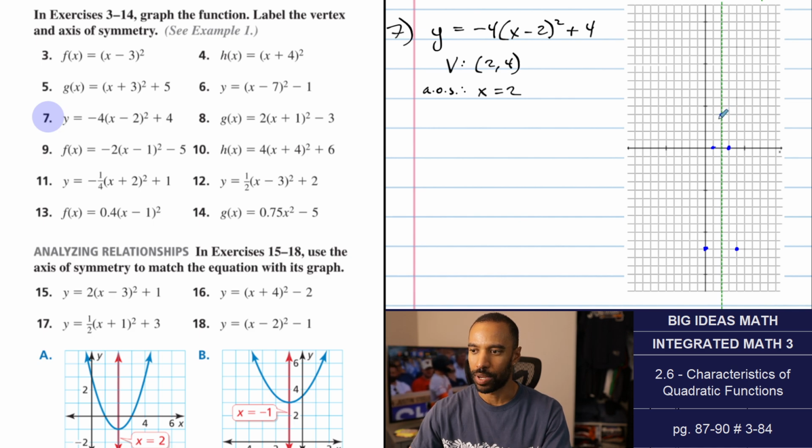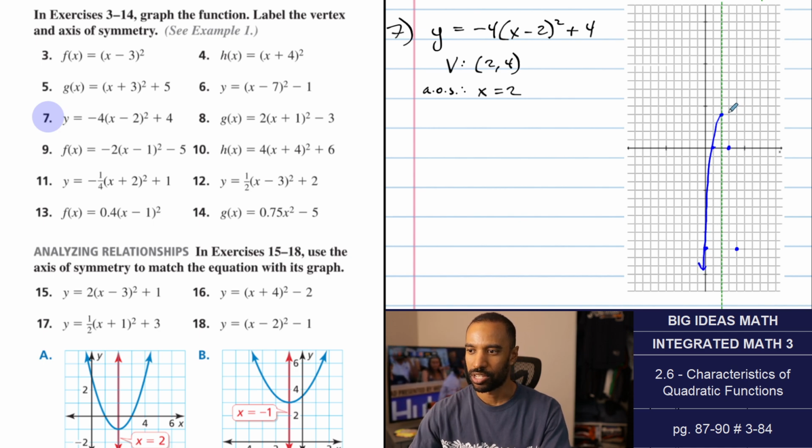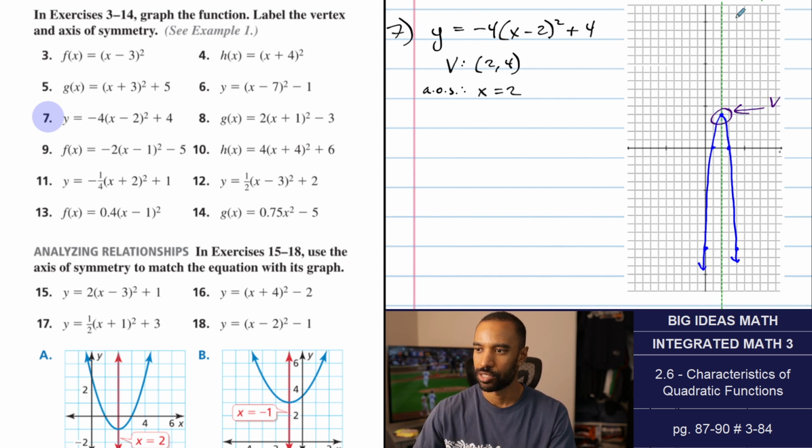I can't fit 3 over and 36 down, most unfortunately. Remember, 36 comes from 9 times 4. We're going down because it's negative. So there we have it. Our vertex, Your Highness, and our axis of symmetry.